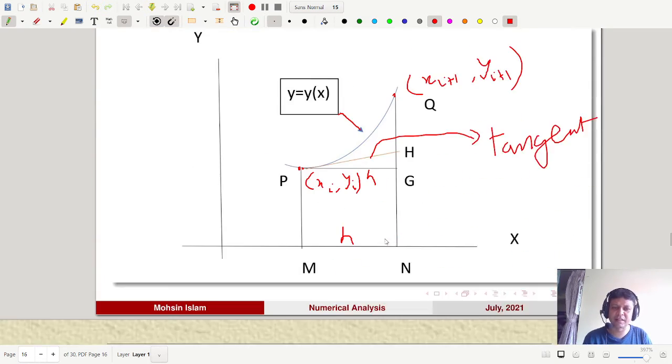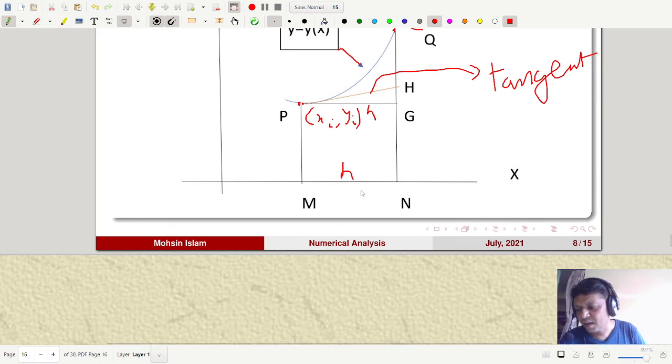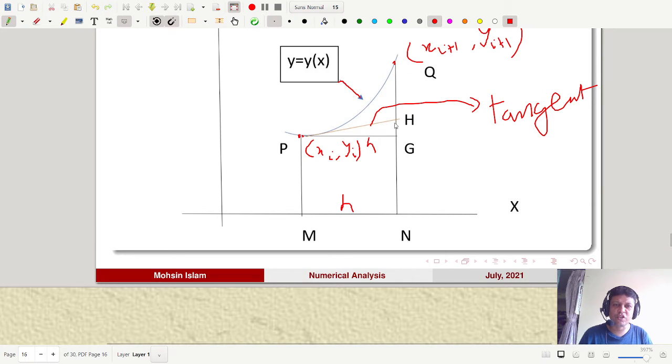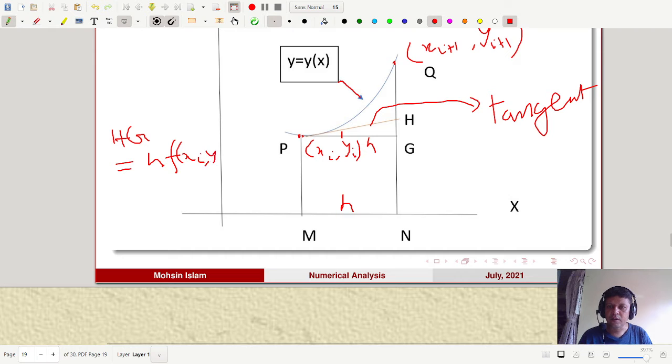And h is the step length. So, what is your AG if you calculate this angle? AG is equal to h. From this triangle PGH, if you take the triangle PGH, then you can write AG equal to h f of x i comma y i. Okay, so h f of x i comma y i.